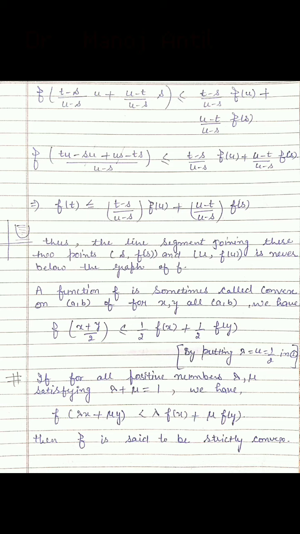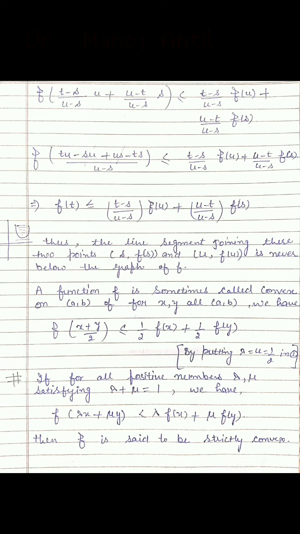That means to say, we can say that the line segment joining the two points (s, f(s)) and (u, f(u)) is never below the graph of f, because it is less than or equal to. We are saying that f(t) is less than or equal to (t minus s) upon (u minus s) f(u) plus (u minus t) by (u minus s) f(s). That's why we can say that the line segment joining these two points (s, f(s)) and (u, f(u)) is never below the graph of f. It is always greater than or equal to.